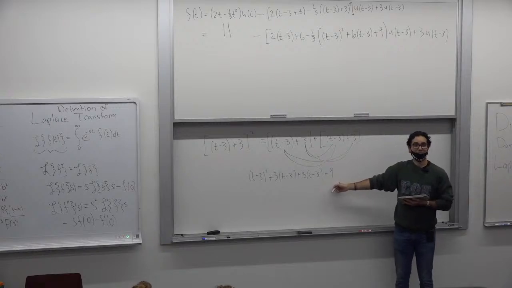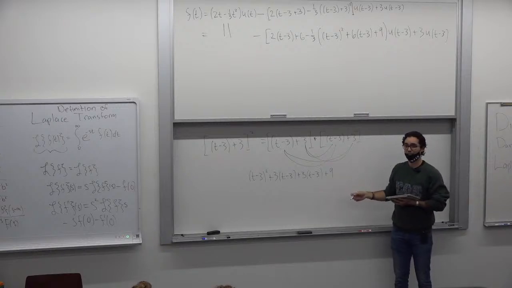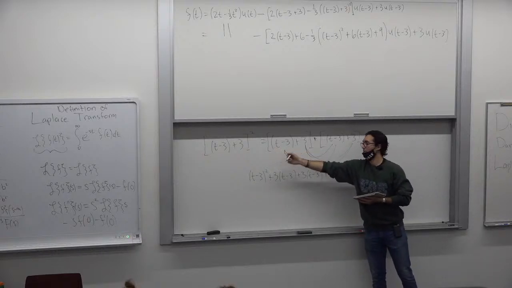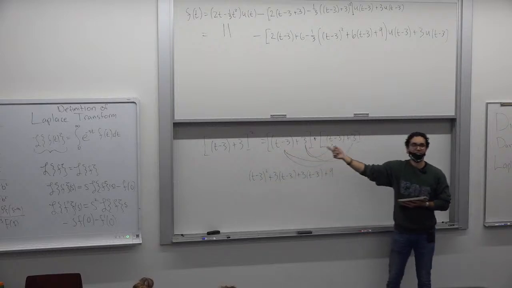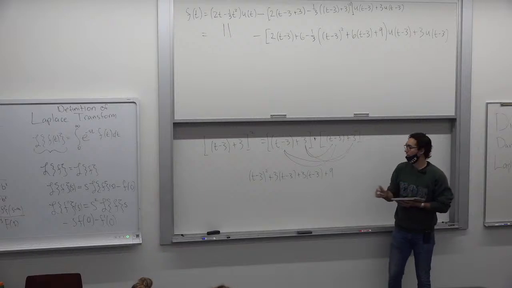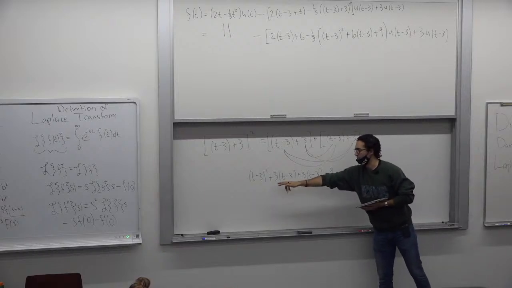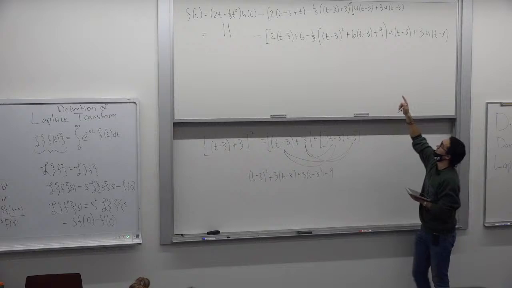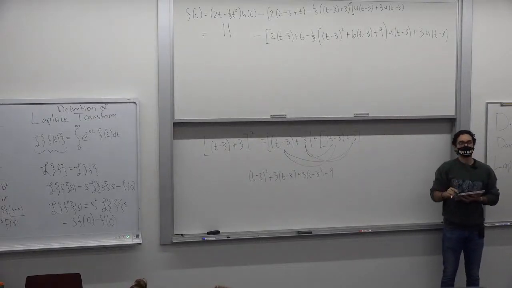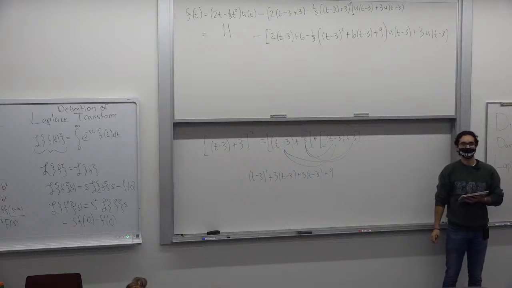Does this look better? We're just FOILing it, except we have a t minus 3 term instead of just a regular t. And then I combined like terms, so this is (t minus 3) squared plus 6(t minus 3) plus 9. Does that make sense? I know it's a little confusing, but it's just some hard algebra.